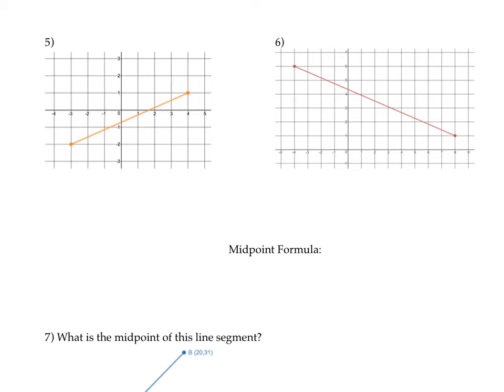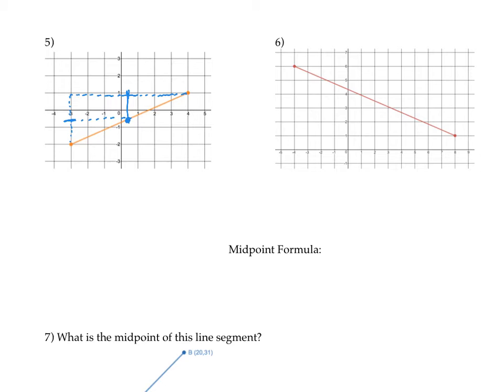Okay, we have 2 more examples. So let's check this one out by counting. We can go up 1, 2, 3, then to the right 3, 4, 5, 6, 7. So half of the vertical distance would be 1.5. And half of this horizontal distance would be 3.5. And so where we meet up is right there at the midpoint.